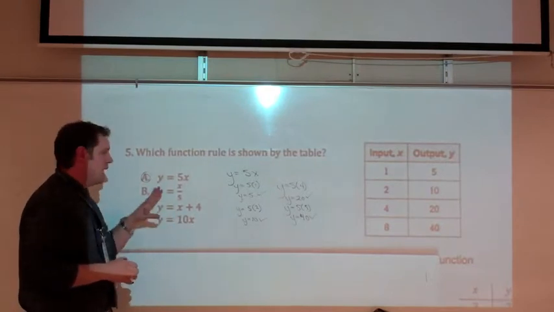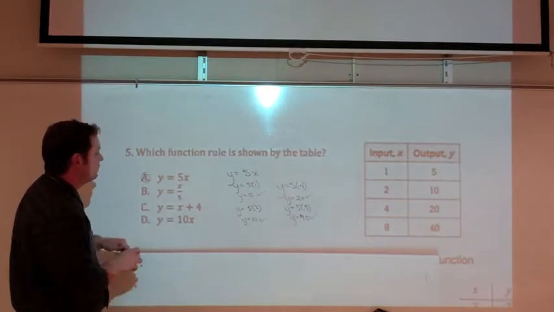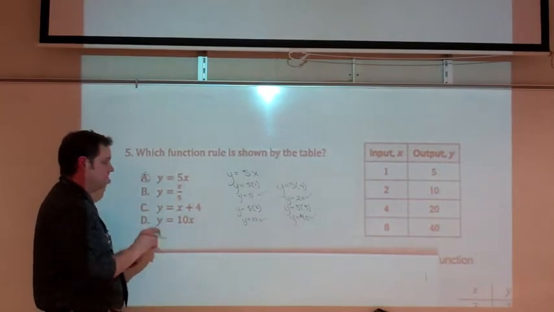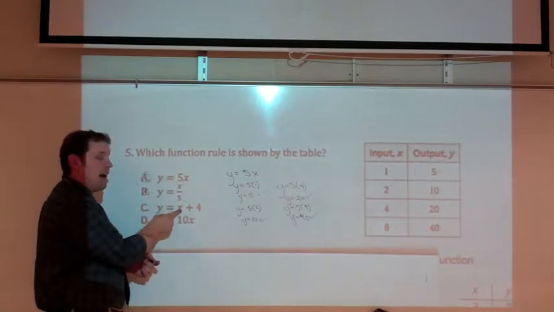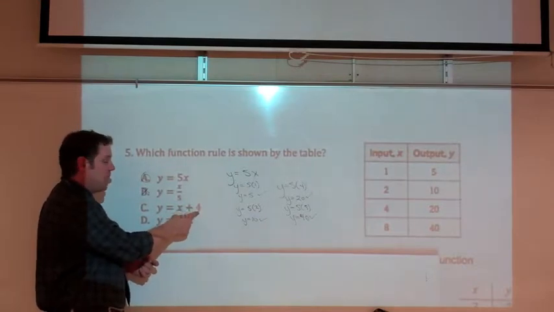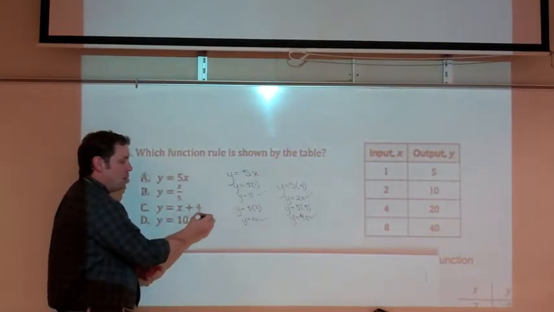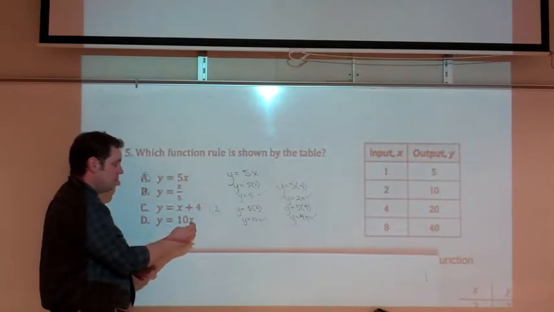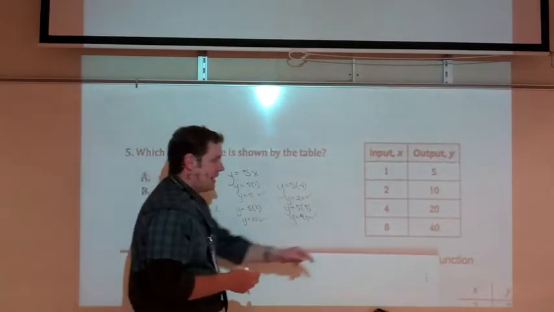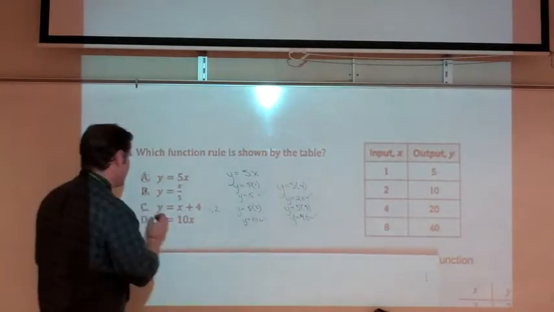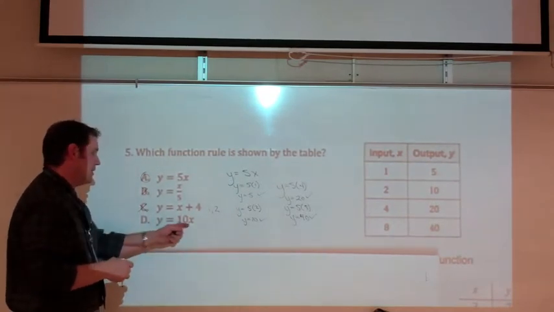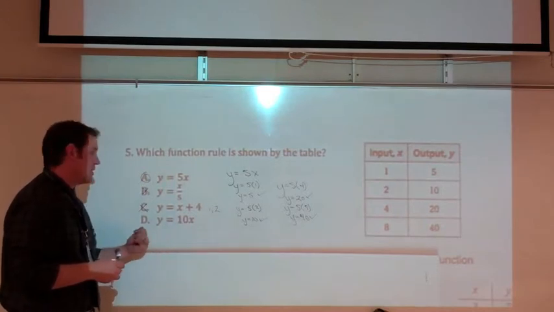But just to make sure that the other ones don't work, let's try this one. If I input 1 for x here, does 1/5 equal 5? No. If I input 1 here, does 1 plus 4 equal 5? Yes. So the input of 1 works, but does the input of 2? If I input 2 here, 2 plus 4 is 6, not 10. So the input of 2 doesn't work with this function. And then finally down here, well, 10 times 1 is 10, and that doesn't equal 5. So inputting 1 for x here doesn't work either.